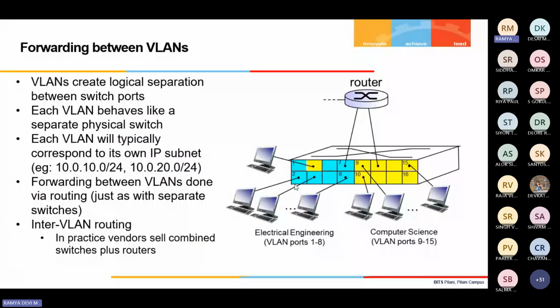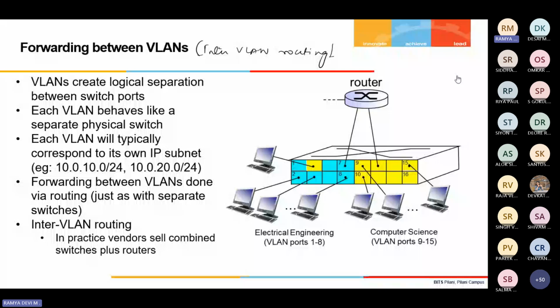Now we'll see how forwarding can happen between the VLANs. That is inter-VLAN routing. So VLANs are logical switches, right? Even in this example, with two VLANs, we have two local area networks. Physically, it is one switch connected to multiple systems, but logically, as you see here, there are two local area networks.